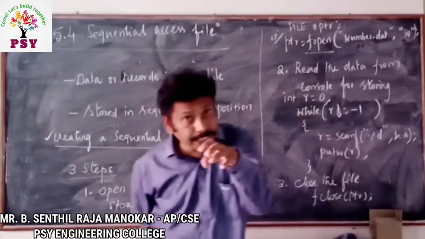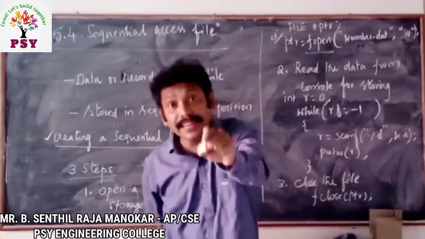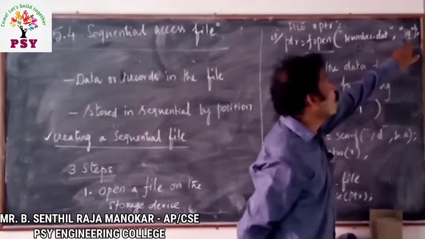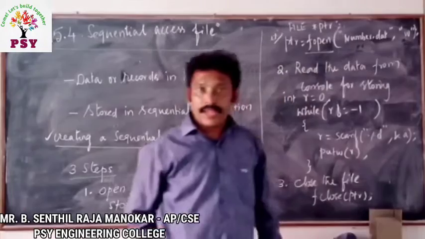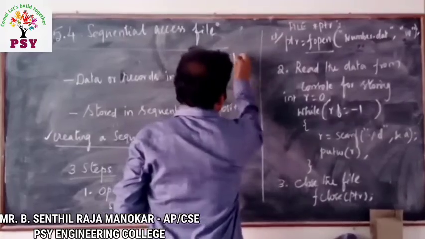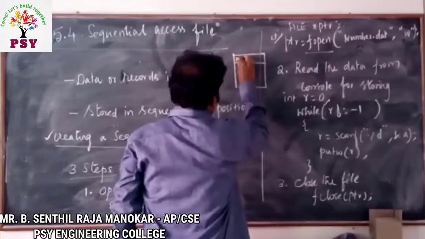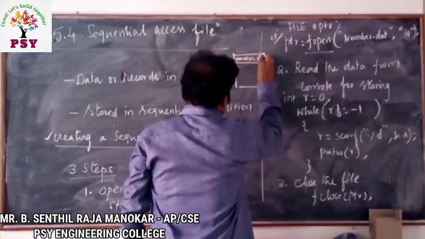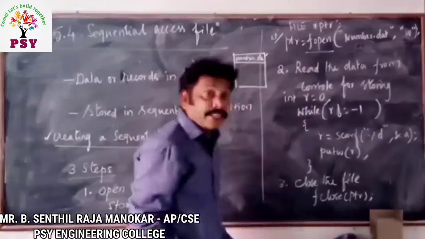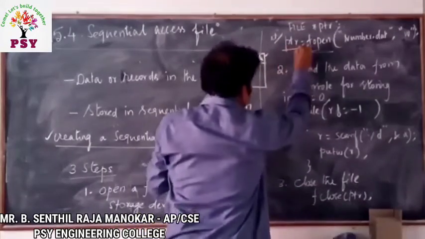But while creating a sequential file, what should we do? We have to create a file and write data into it. Because of that, I have written the name of the file and the writing mode in fopen. What will happen? One file is going to be created on the device, and the name of the file is number.dat.